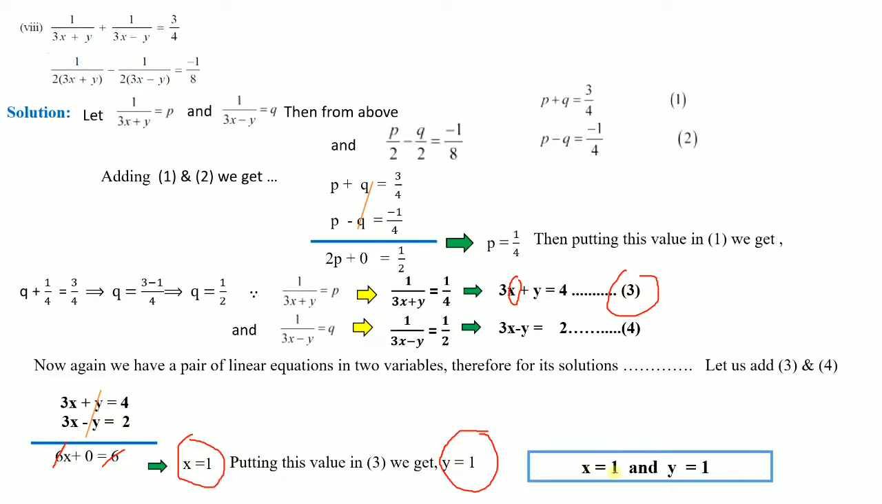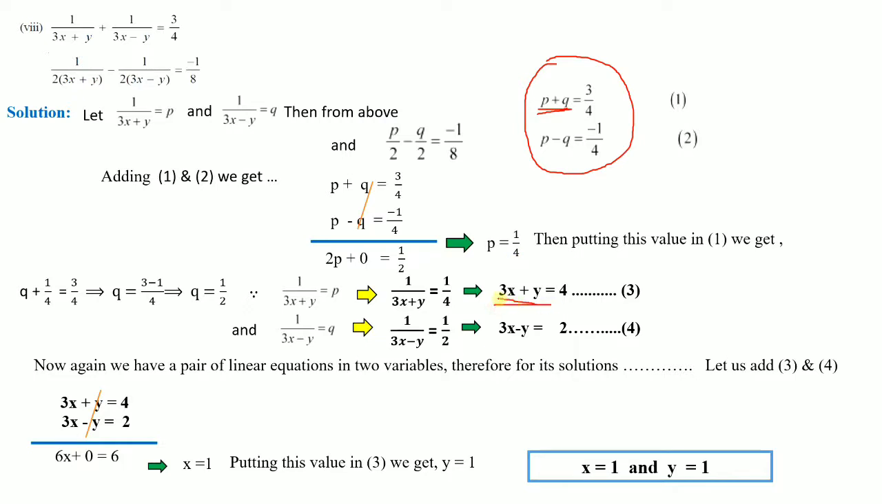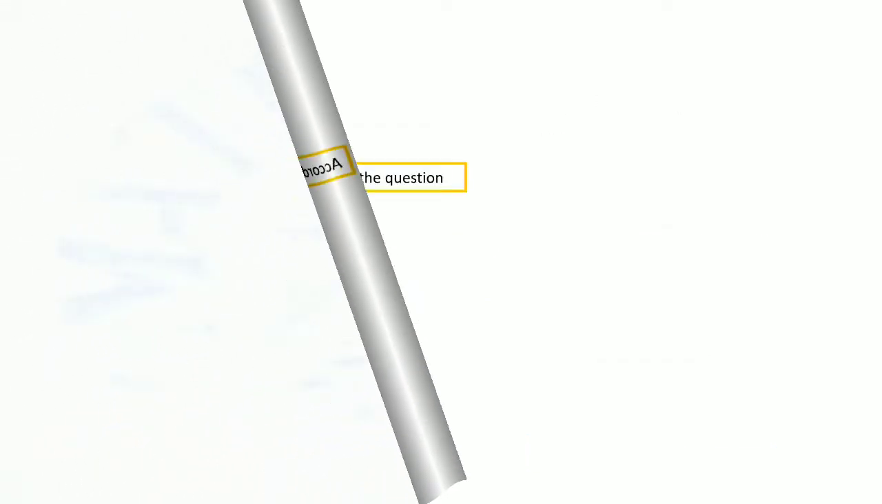So the value of variables, x is equal to 1 and y is equal to 1. So that's all about this question. This is an important question. You must note some of the turning points: this was a pair of linear equations in two variables, those two variables were p and q. Then later on again these two converted into a pair of linear equations in two variables, that is x and y. So these are two times we have solved this question for the same thing.